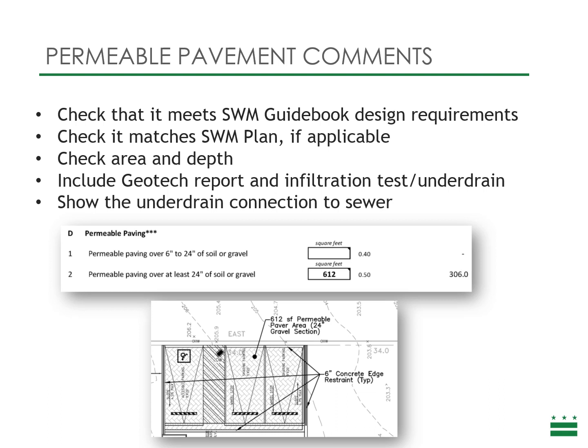So here's an example with permeable pavement. They show a D2 permeable pavement of at least 24 inches of soil or gravel, which is 612 square feet. And we see on the plans here that it does match the stormwater plans.